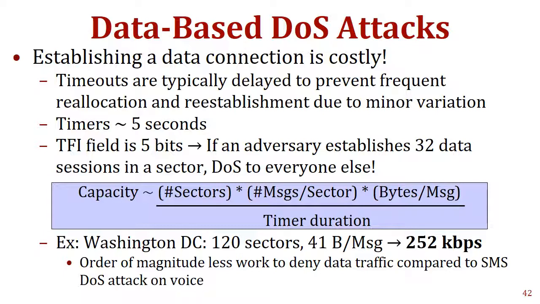We can also compute the capacity for the data connections, and it's only 252 kbps. So it's an order of magnitude less work to deny data traffic compared to SMS DDoS on voice. Wow, it's very easy to jam the traffic.